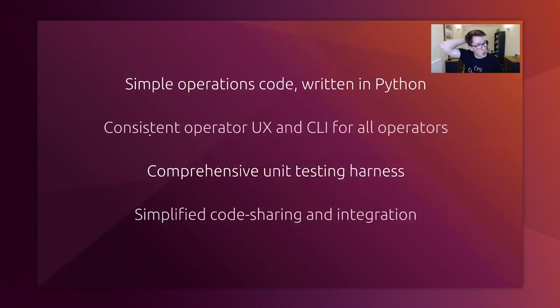As a recap, the reason you might want to use the Charmed Operator SDK is, hopefully you've seen, that you get to write nice, simple operations code in Python. You get a consistent operator UX and CLI for all of your operators, irrespective of the application, the underlying substrate, the environment they're deployed in. You get that comprehensive unit testing harness, which is a real differentiator for us. You can test every single aspect of your operator from deployment to configuration to integration with other applications and to day N actions. And finally, our developer tooling has evolved nicely. So we have nice, simple mechanisms for code sharing and integration with libraries and other charms that people have developed.